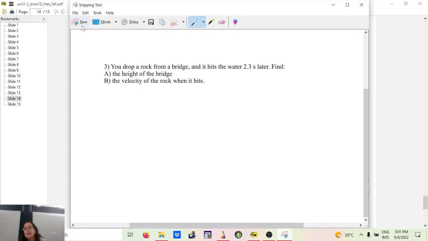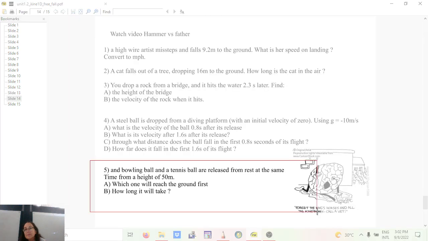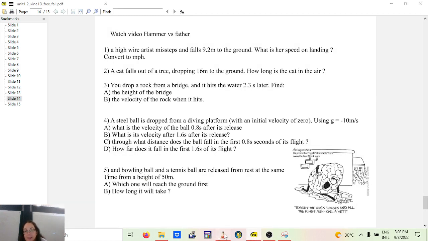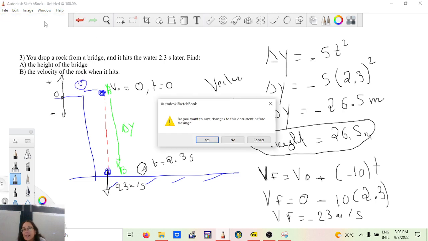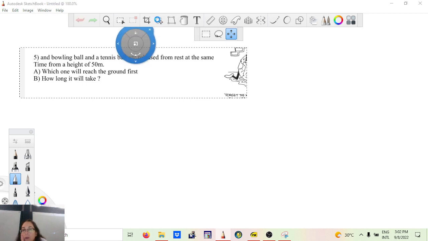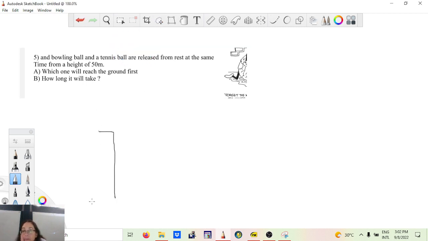So what's that time? No air resistance. You have to take a more advanced physics class. No, the time. So we start from here. So what's the displacement between here and there? 50 or negative 50, right?